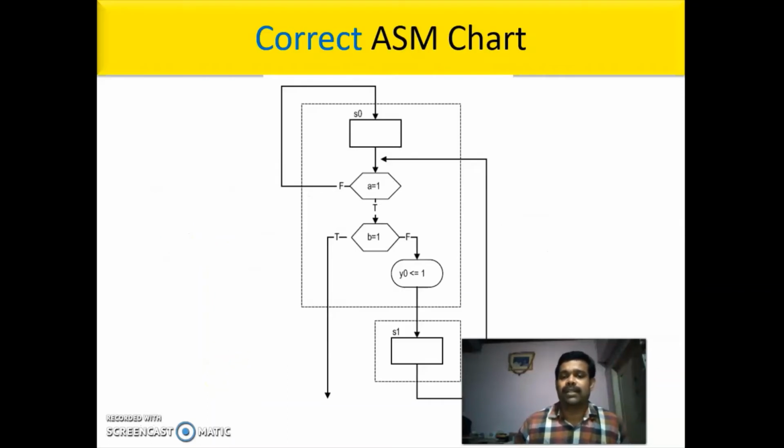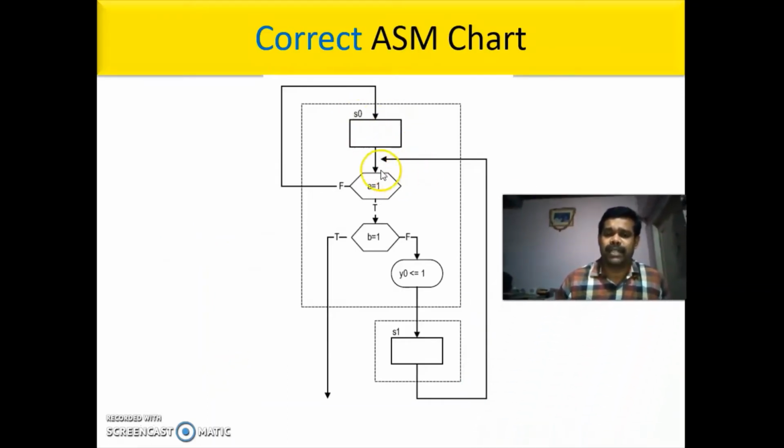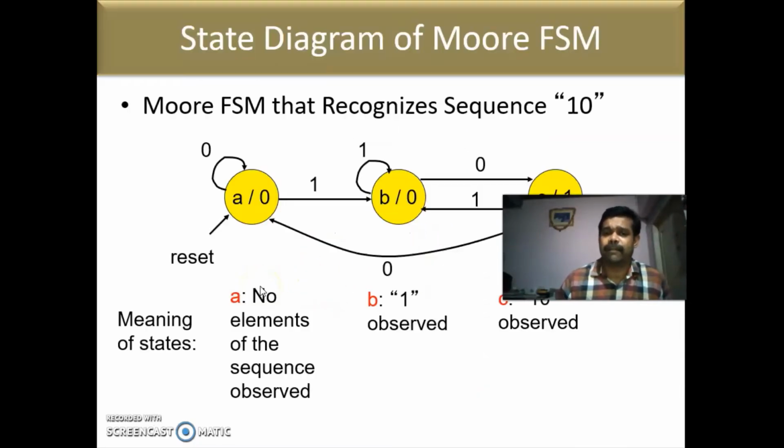Next, this is a correct ASM chart. So this is a state box, then you are having a conditional box, then this feedback you are going to a state box, then you are going to a conditional box, then you are having a conditional output box, then you are going to a state box, then you are going to a feedback. Okay, so this is a correct ASM chart.